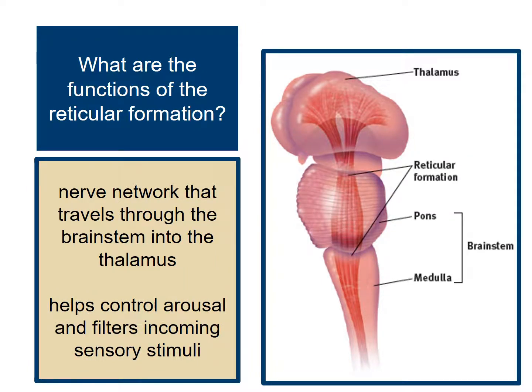Moving up from the pons are the functions of the reticular formation, which is a nerve network that travels through the brainstem into the thalamus. So if you see that darker red traveling up through the center of the brainstem, that is the reticular formation going into the thalamus. Its purpose is to help control arousal and filter incoming sensory stimuli.